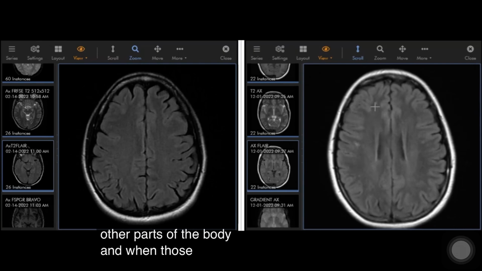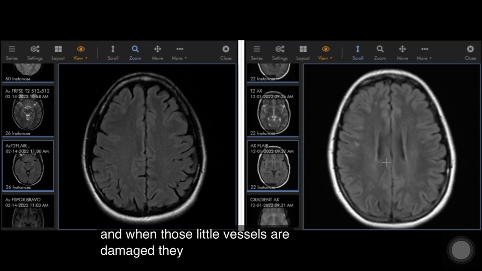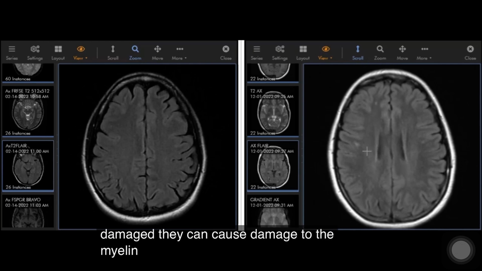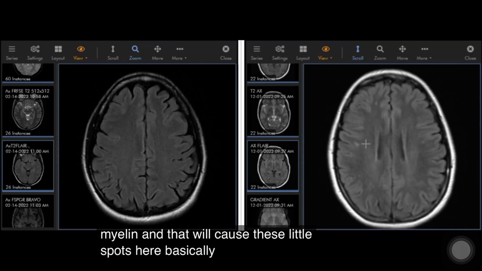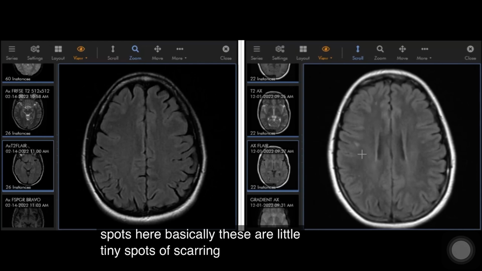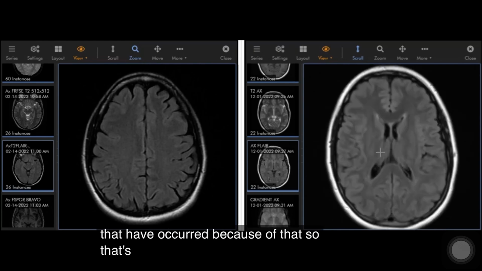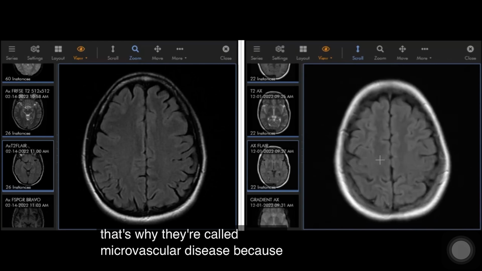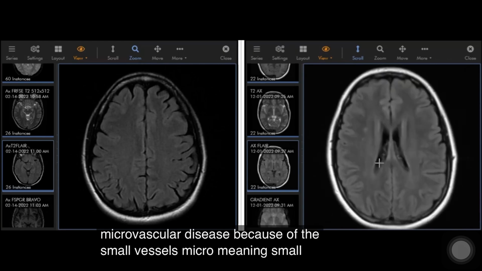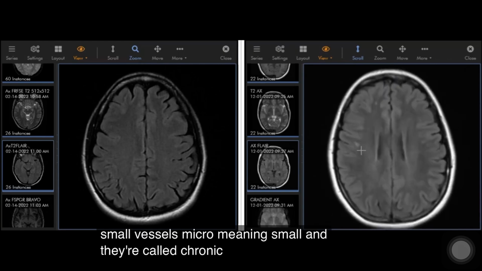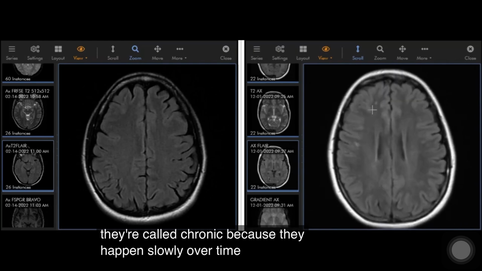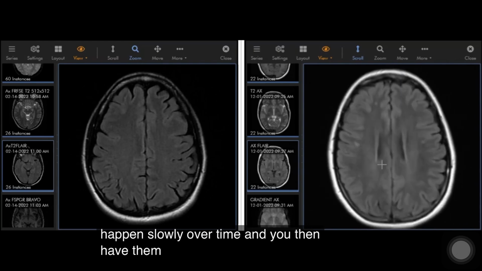And when those little vessels are damaged, they can cause damage to the myelin, and that will cause these little spots here. Basically, these are little tiny spots of scarring that have occurred because of that. So that's why they're called microvascular disease, because of the small vessels, micro meaning small, and they're called chronic because they happen slowly over time, and you then have them basically the rest of your life.